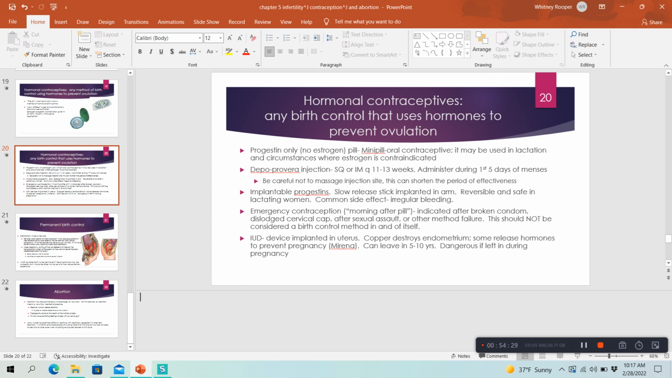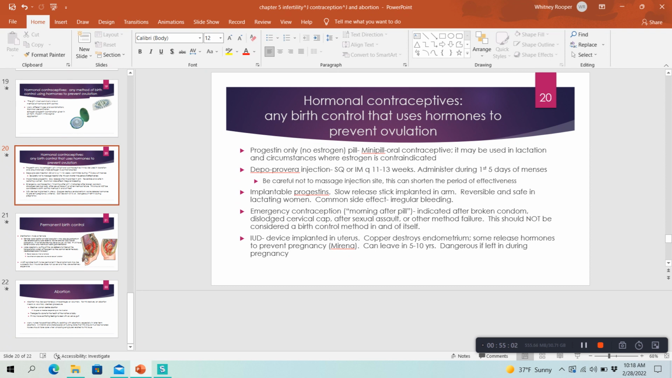There's a Depo-Provera injection, which also works to prevent ovulation. Most of you all familiar with this. It's a shot that's given about every 3 months approximately, an IM injection. It's administered during the first 5 days of menses, and then it's effective for 3 months. You want to be careful not to massage the site after you give the shot because it will increase the absorption of the drug. It's a sustained release absorption. You rub it, it'll make it be absorbed faster, and it'll make it not work as long. It will shorten the effectiveness of the injection.